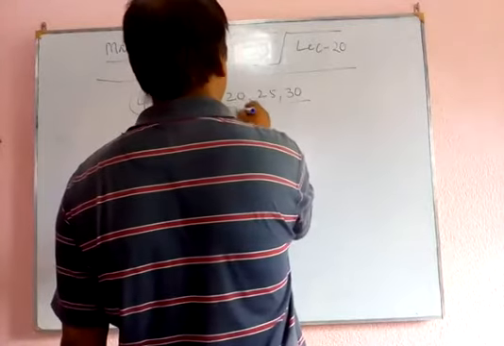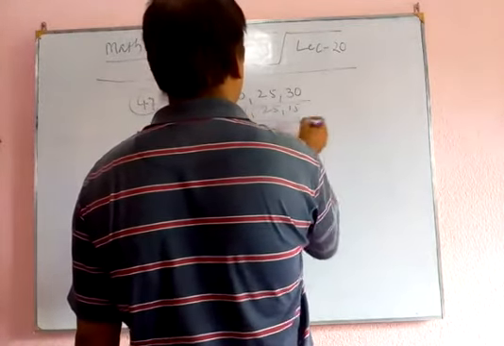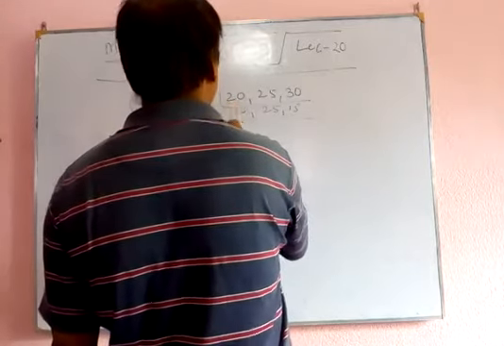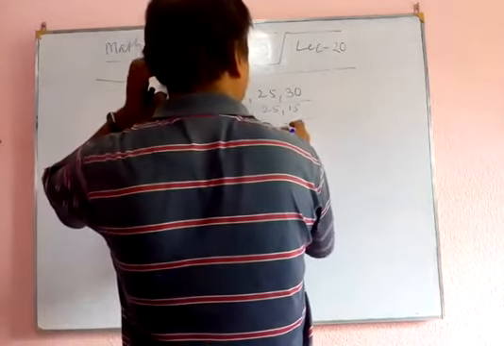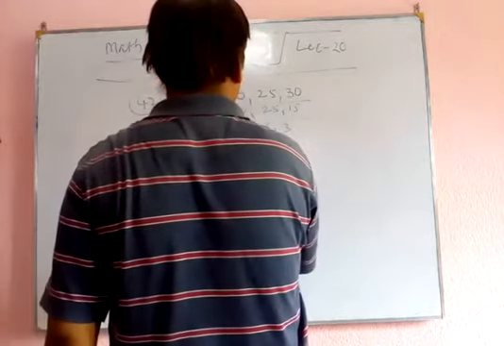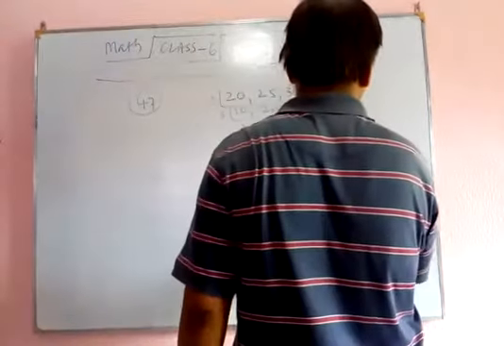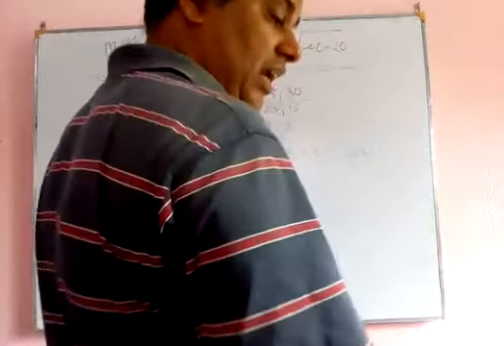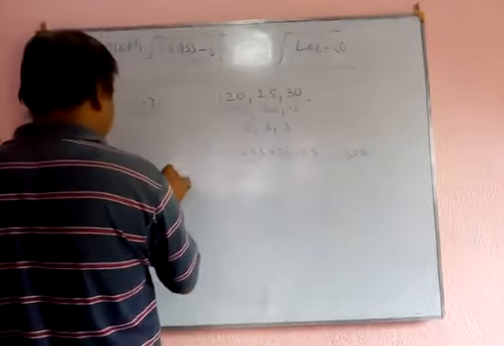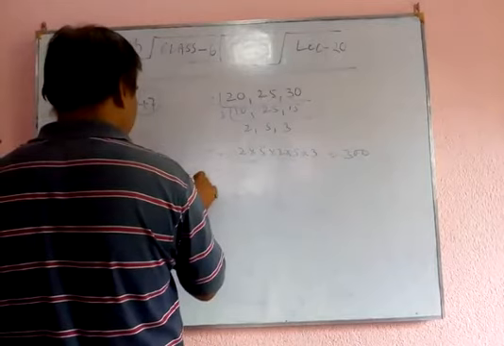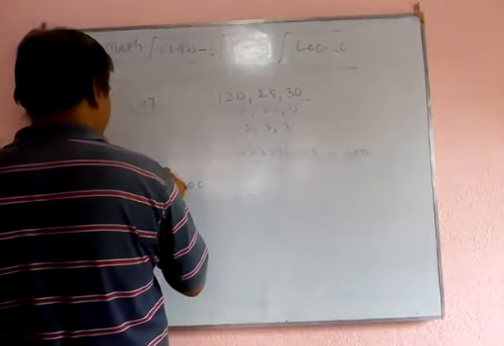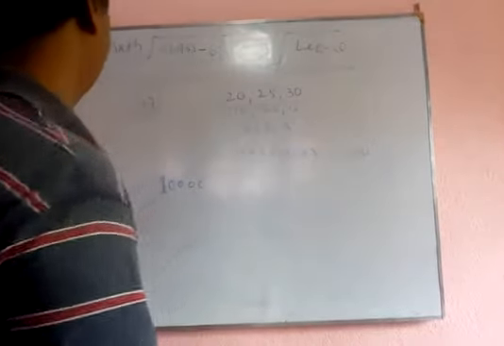Dividing by 2 gives 10, 12 and 15, then dividing by 5 gives 2, 5, 3. So the LCM will be 2 into 5 into 2... into 5 into 3, that is 300. 300 is the LCM and we have to find the least 5 digit number. The least 5 digit number is 10000.